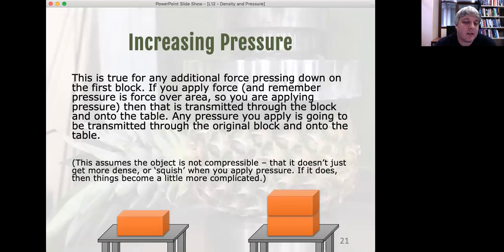And because the block doesn't deform, remember we're assuming there's no deformation, so the block doesn't squish as a result of the force you apply to it, that pressure is passed on, it's transmitted through the block onto the table. Because when you apply a force to the block, you are applying pressure to the block, and that pressure is transmitted through the block and increases the pressure between the block and the table as well. So there's pressure anywhere there's that force interaction.